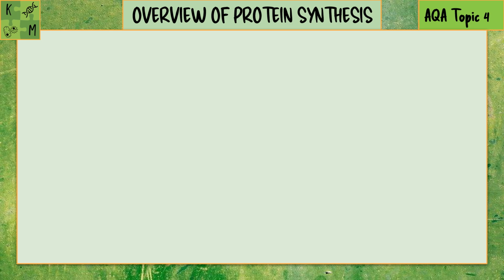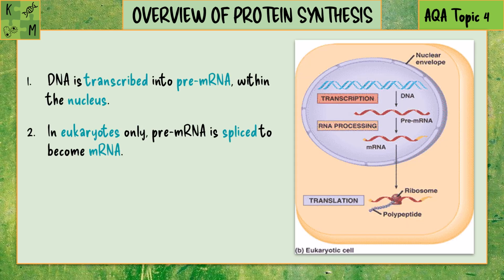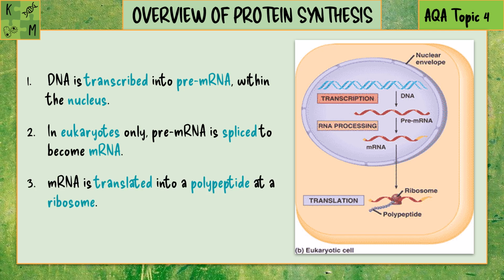We've already seen how mRNA is produced in the nucleus, and now that mRNA will attach to a ribosome, which is either free within the cytoplasm or on the surface of the rough endoplasmic reticulum.